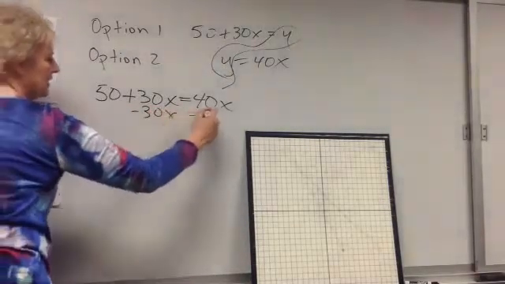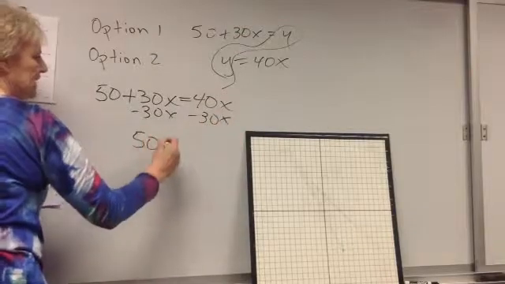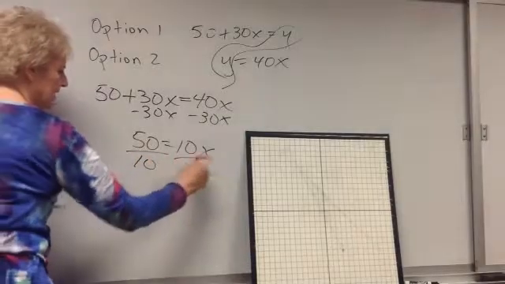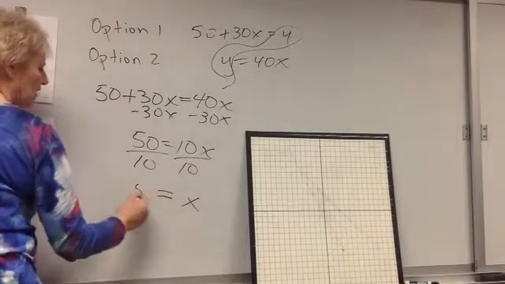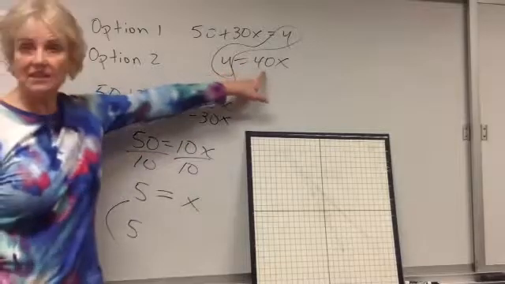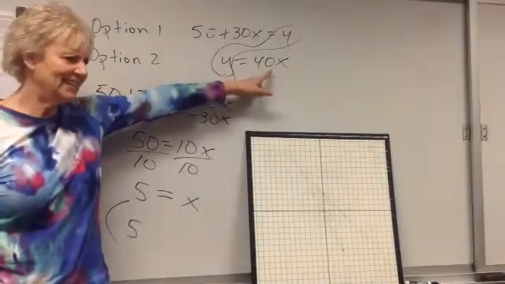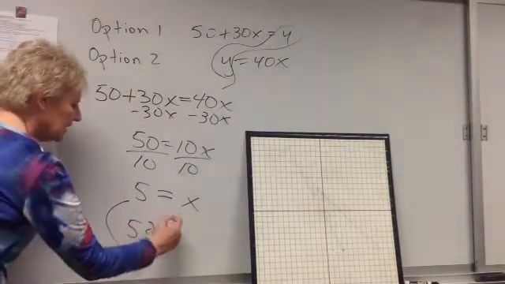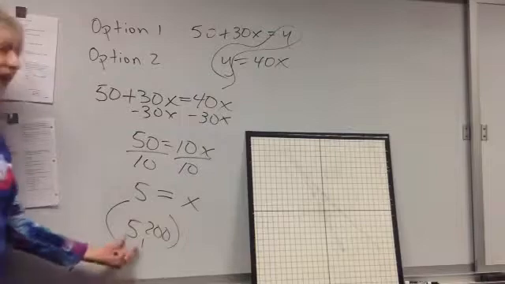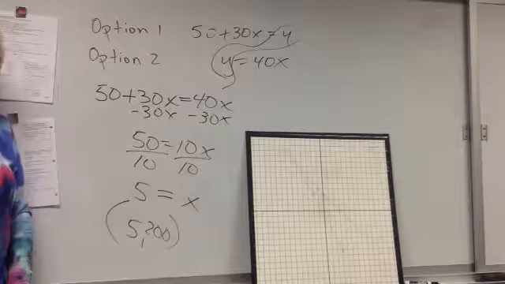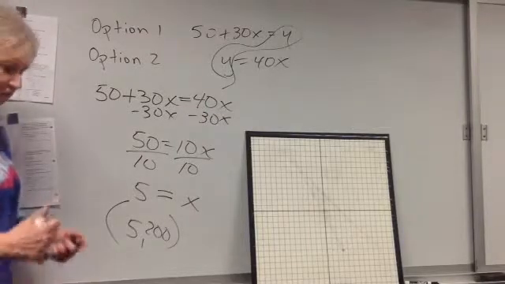Subtract 30x. Subtract 30x. 50 equals 10x. Divide by 10. X is 5. What's y? 200. Easier to take it over here. Somebody said 90 today. They added, I don't know what they did. 200. That means at 5 months, they're both going to cost 200. Okay? 5 months, both cost 200.